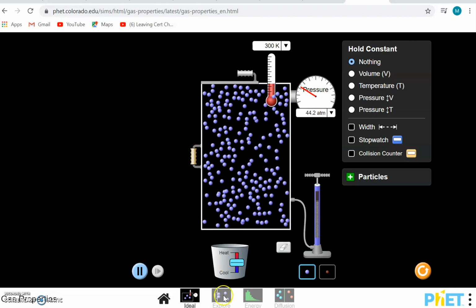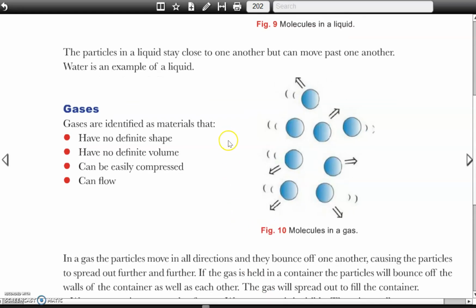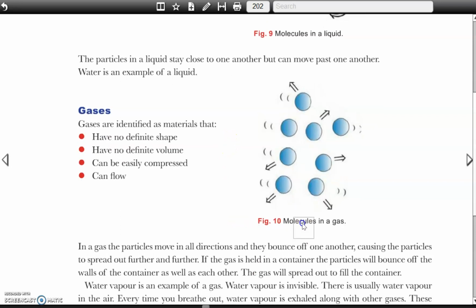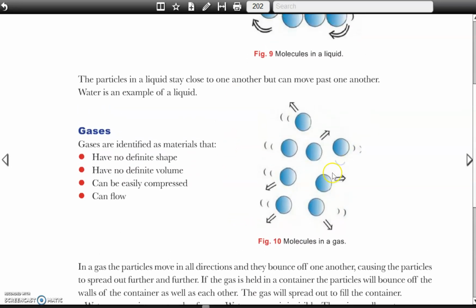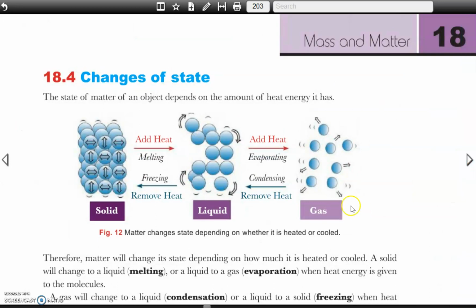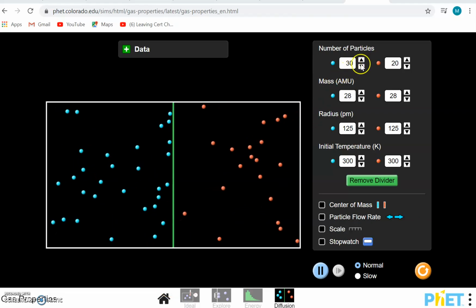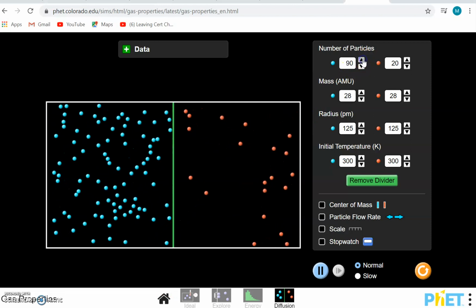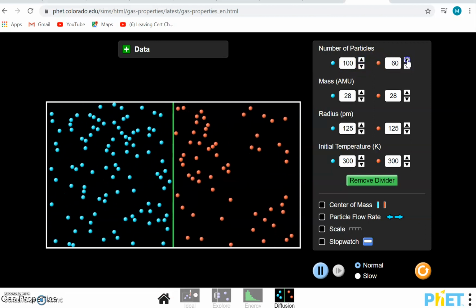Okay, so it's important that we know the difference between solids, liquids and gases and what they stand for in the context of matter. So that's what you have to be aware of. Then moving forward with gases themselves, one last thing I need to mention is the idea of diffusion. Now diffusion is when gases mix together.